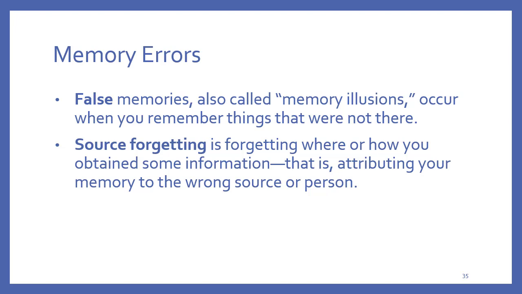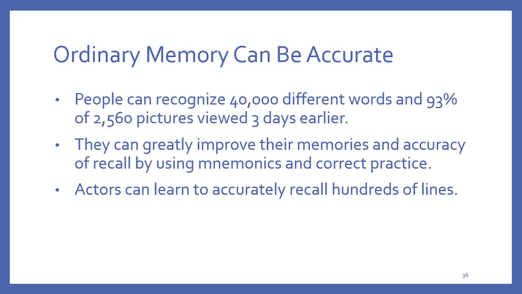Yeah. All right, and the last thing we're going to wrap up with here is ordinary memory and how accurate it might be. In a study, people were able to recognize 40,000 different words and 93% of over 2,500 pictures that were viewed 3 days earlier. So it's pretty accurate. That's for recognition, being able to recognize. Recall is different. No, you couldn't recall 40,000 words, but you can recognize them if you saw 40,000 different words and over 2,500 pictures.